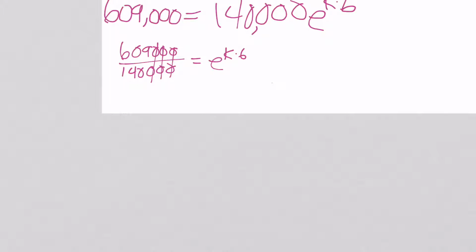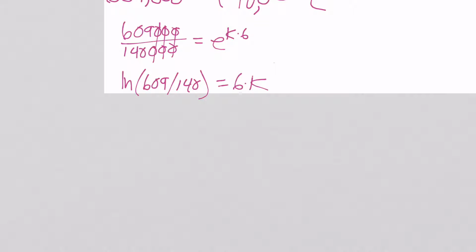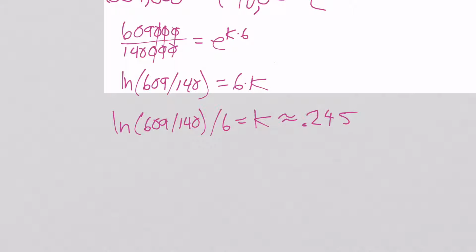What log? Well, I'll do the natural log because this is a base e problem because the exponential is base e. So the natural log of 609 divided by 140 has to equal 6k. And I don't want 6k, I want k, so I have to divide by 6. So the natural log of 609 divided by 140, close the parentheses, divided by 6, that should equal k. And k is roughly 0.245, but do not round at this point.